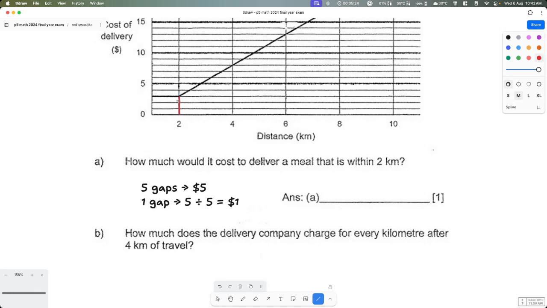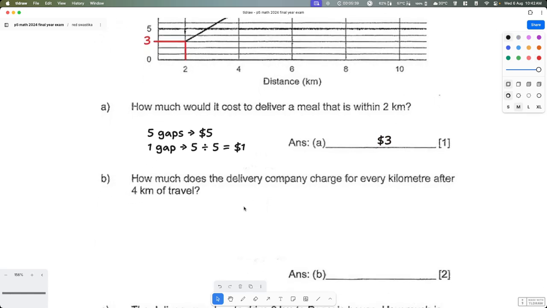For 2 kilometers, if you draw the line in red and then draw another line at this point, this is 1, 2, and 3, so this is 3. That's what you see over here. So for 2 kilometers, the answer is $3. All right, let's move on to part B.